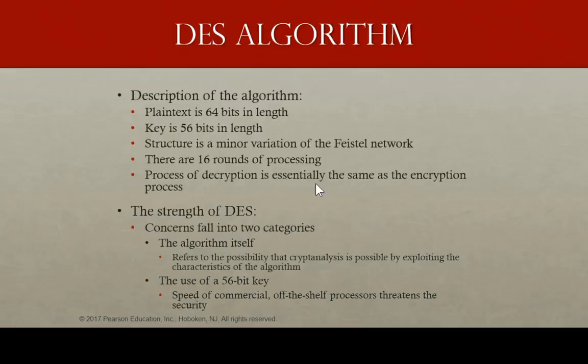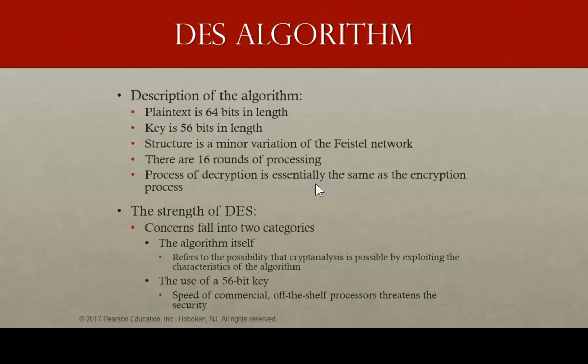Concerns about the strength of DES fall into two categories: concerns about the algorithm itself and concerns about the use of a 56-bit key. The first concern refers to the possibility that cryptanalysis is possible by exploiting the characteristics of the DES algorithm. Over the years, there have been numerous attempts to find and exploit weaknesses in the algorithm, making DES the most studied encryption algorithm in existence. Despite numerous approaches, no one so far has succeeded in discovering a fatal weakness in DES.